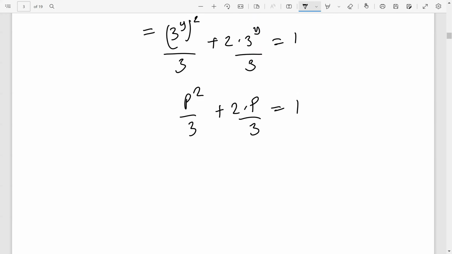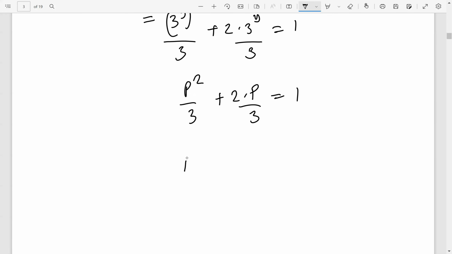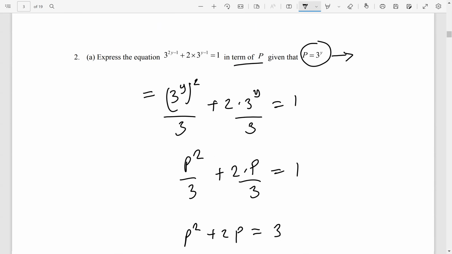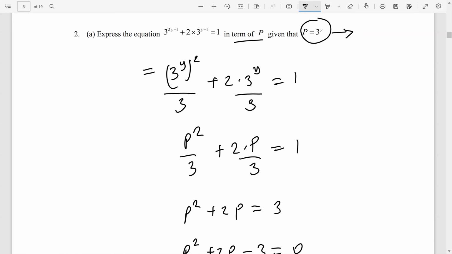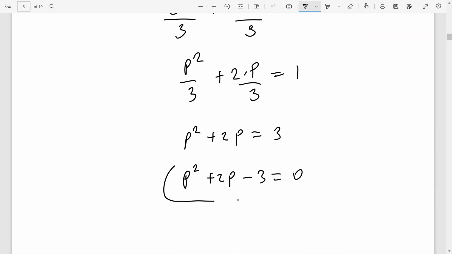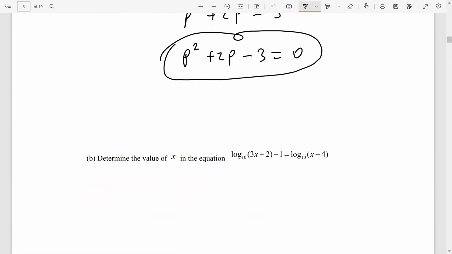You can multiply by 3 both sides. So you're going to have p squared plus 2p equals 3. Eventually we have a quadratic equation like that. Mind you, we're supposed to express only the expression in terms of p. So this is the expression having all p values, dear students.